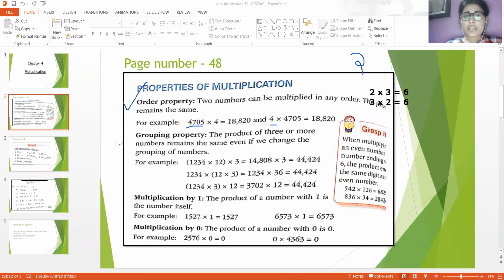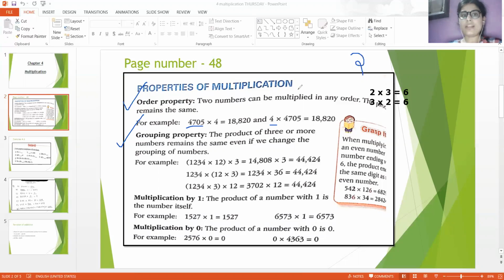Now the next property is the grouping property. The product of three or more numbers remains the same if we change the grouping of the numbers. Whether we group the first two numbers first or the last two numbers first, the answer will remain the same.